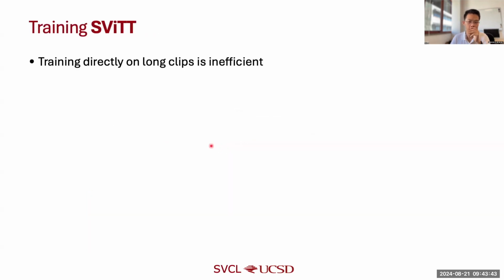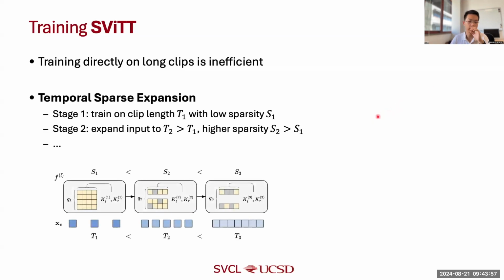So far so good. We have reduced the modeling cost of video language models, but training on long videos is also inefficient. We found it difficult to let the model learn long-term dependencies before learning shorter ones. So to address this, we considered a training curriculum which increases the clip length progressively, which we term temporal sparse expansion. The key is to trade off between the sparsity of modeling and the sparsity of frame sampling.